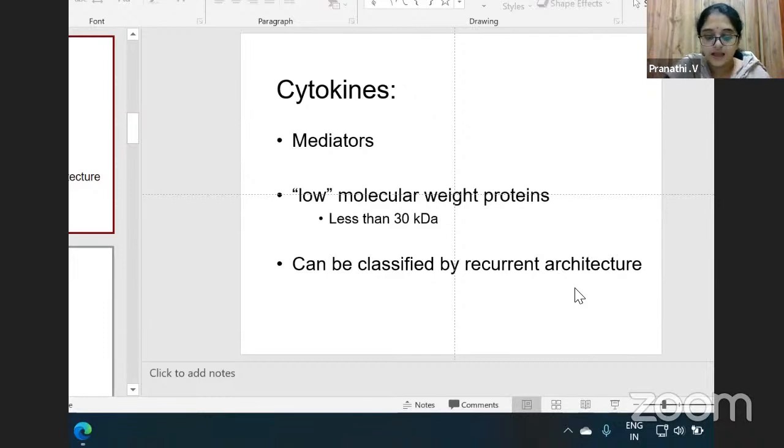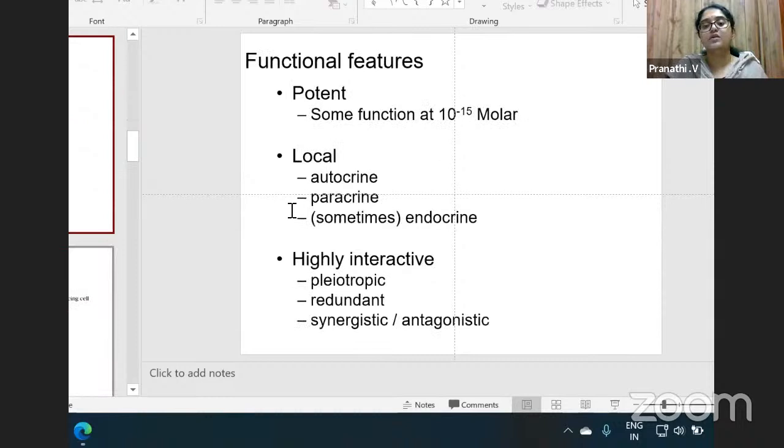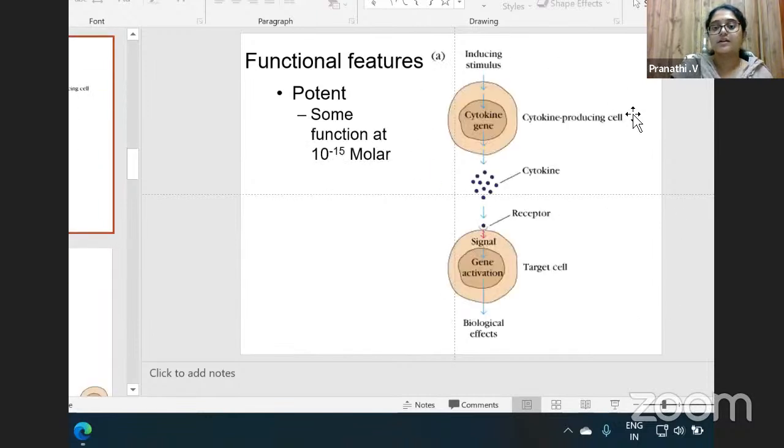The term cytokine encompasses those cytokines secreted by lymphocytes, known as lymphokines. Those secreted by monocytes and macrophages were earlier known as monokines, and many cytokines are referred to as interleukins. That is, they are secreted by some leukocytes and act upon other leukocytes. Their function is either local, that is paracrine, autocrine, or endocrine, and highly interactive, that is, they are pleiotropic, redundant or synergistic. We'll come to that later. And this is how the cytokines are produced.